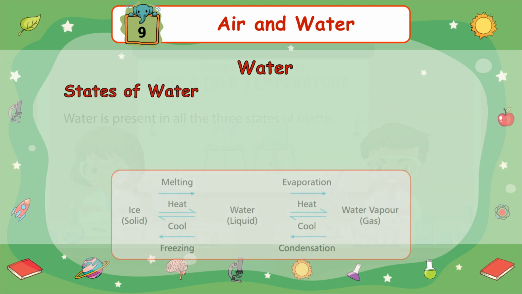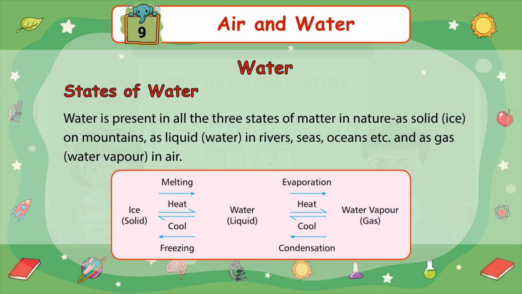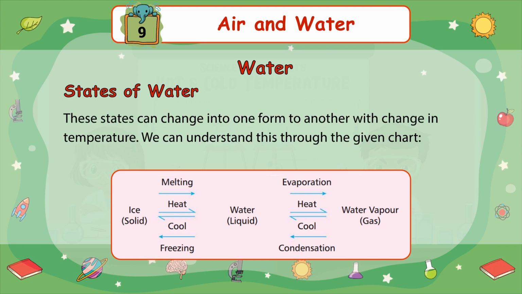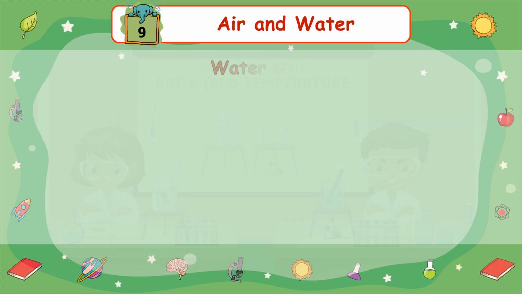States of water. Water is present in all the three states of matter in nature: as solid, ice, on mountains; as liquid, water, in rivers, seas, oceans, etc.; and as gas, water vapor, in the air. These states can change from one form to another with change in temperature. We can understand this through the given chart: ice, solid; melting, heat; freezing, cool; water, liquid; evaporation, heat; condensation, cool; water vapor, gas.